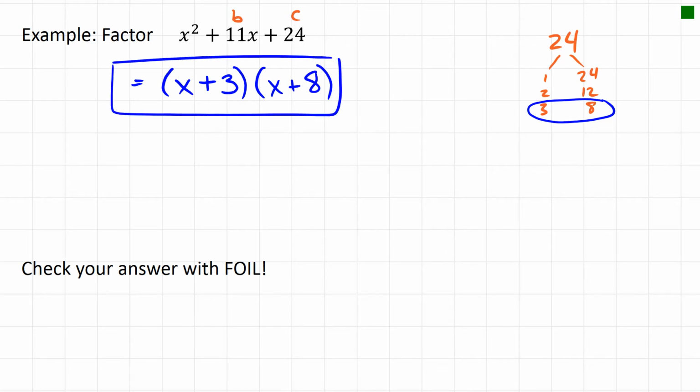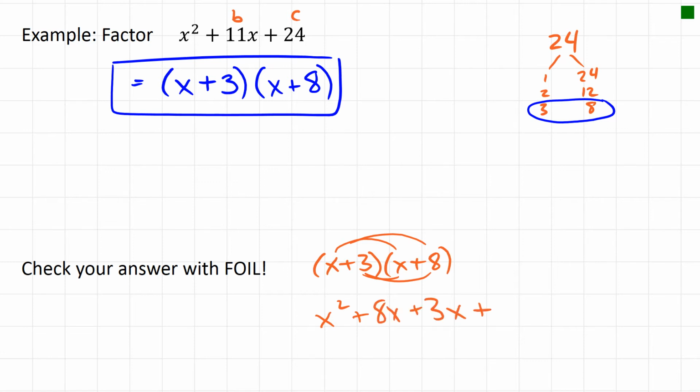However, it's always good to check. And we're going to check with FOIL. So I'm going to multiply back out what I just factored, because it's really easy to make mistakes in this process. So now we just FOIL out what we got, and we get x squared plus 8x plus 3x plus 24.